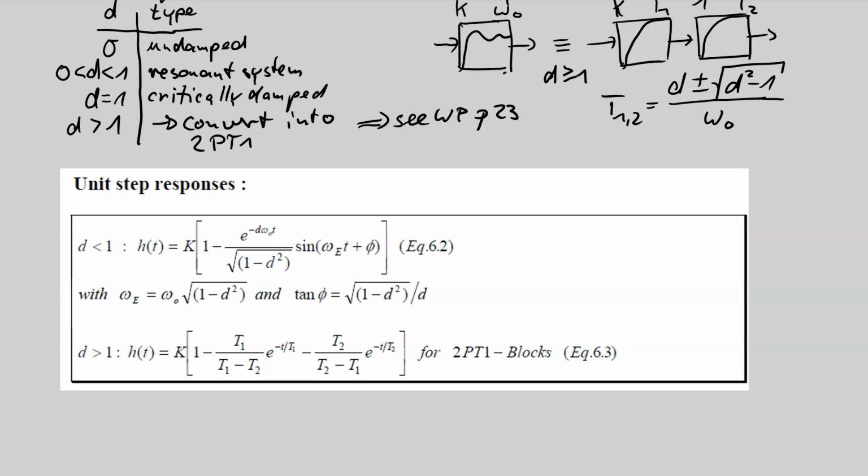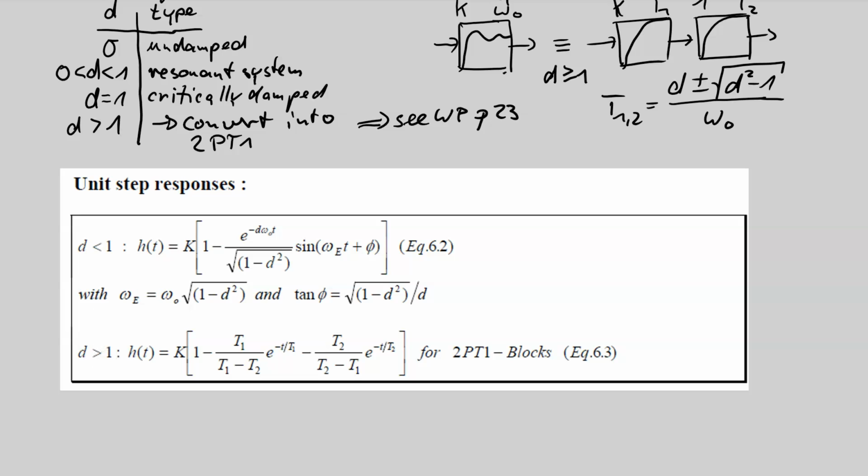Okay, if d is smaller than 1, you see the output is oscillating. There is a sinusoidal signal with an amplitude. This amplitude is mainly influenced by an exponential function with a negative exponent times t. So this goes down to 0 and you get a final value here. So this is a sinusoidal signal with decreasing amplitude.